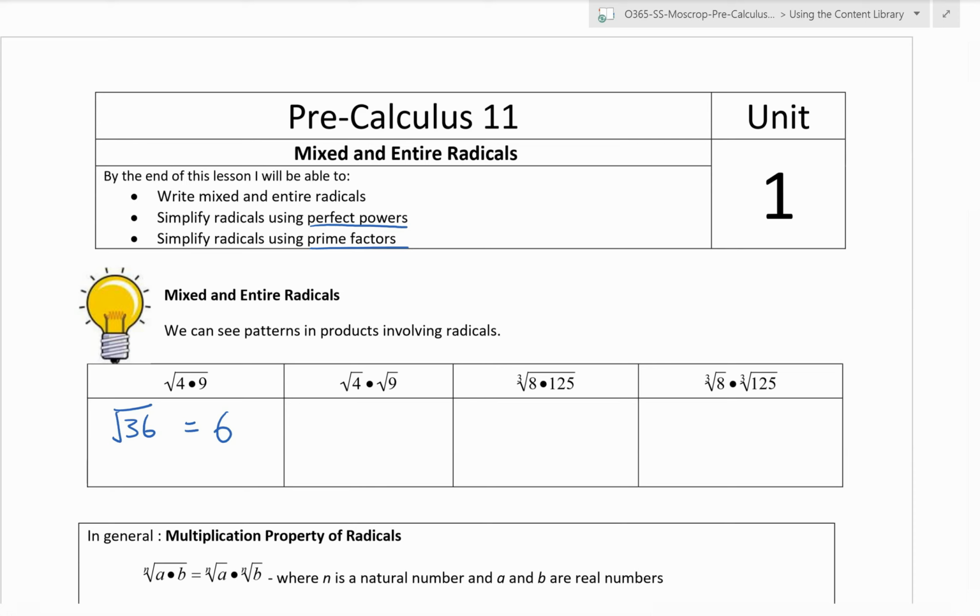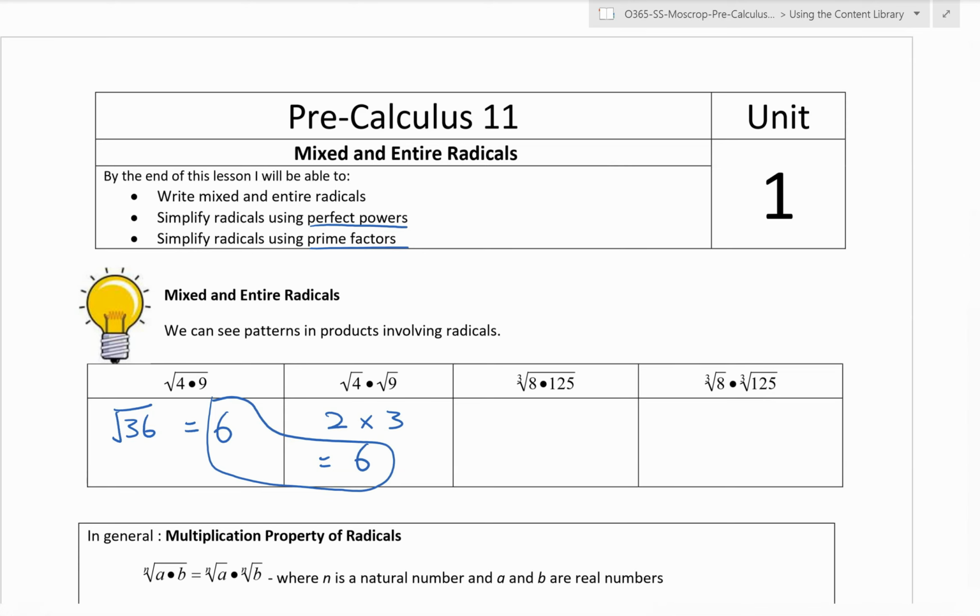Now, if you look at the second one here, what I did was split the 4 and 9 and make it into two radicals instead. Let's see if it yields the same result, okay? So we have the square root of 4 times the square root of 9. Now we know the square root of 4 is 2, the square root of 9 is 3, and 2 times 3 is indeed 6. So based on this one example, it seems like they are the same, okay?